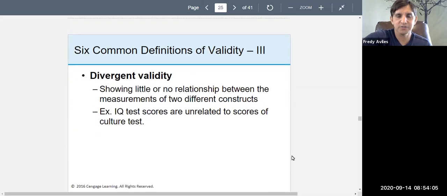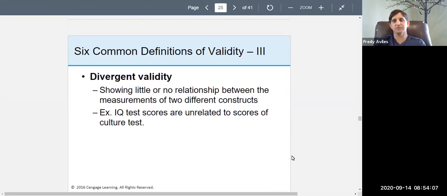There's also divergent validity. You also want to show divergent validity with your measurement. Divergent validity is when you show little or no relationship between the measurements of two different constructs. So divergent validity is the opposite of convergent validity. It's when things diverge. With convergent validity, you want to show that different sources of information relate to your measurement, that they say the same thing.